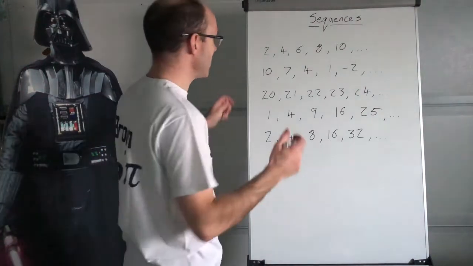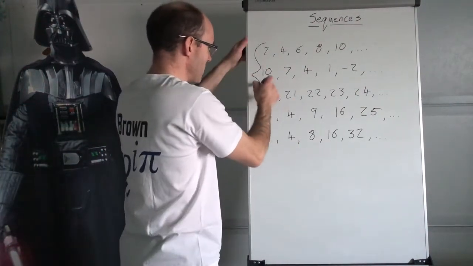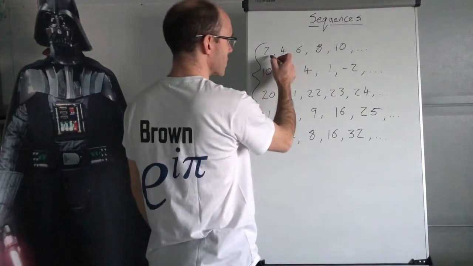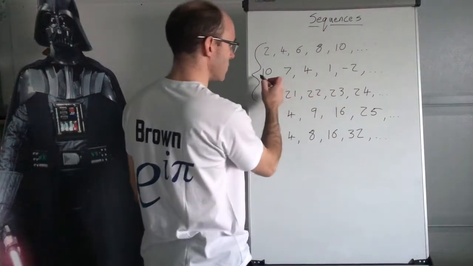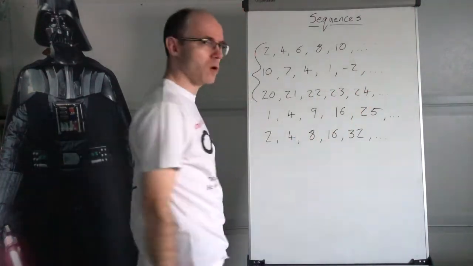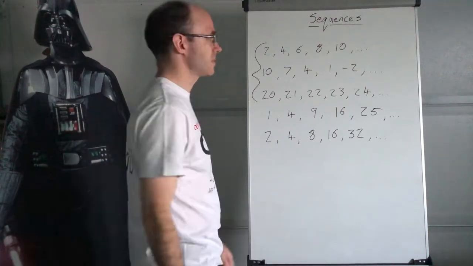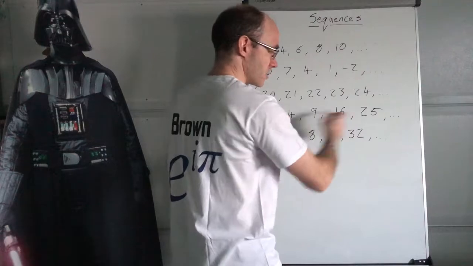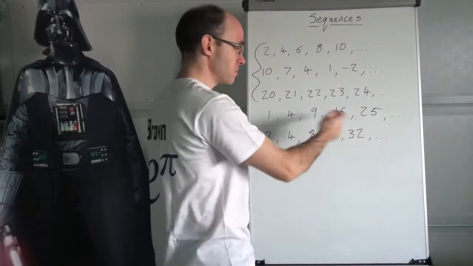So the thing is, these sequences here, they've all got something in common, okay? That is that, if you look, this one all goes up in 2s, this one all goes down in 3s, this one all goes up in 1s. They've all got what we call common differences, okay? They've got common differences. This one doesn't. It's a quadratic sequence. There's no common difference between them.